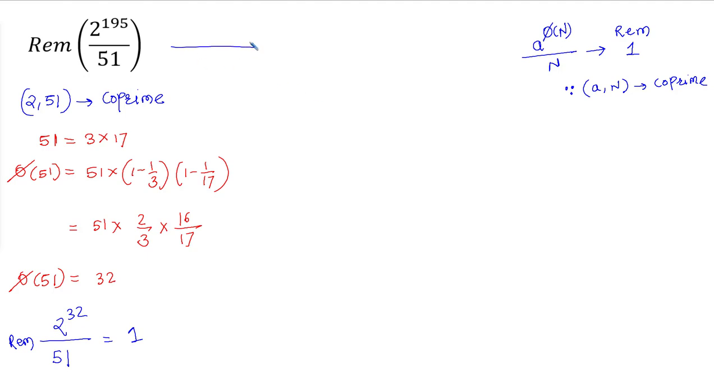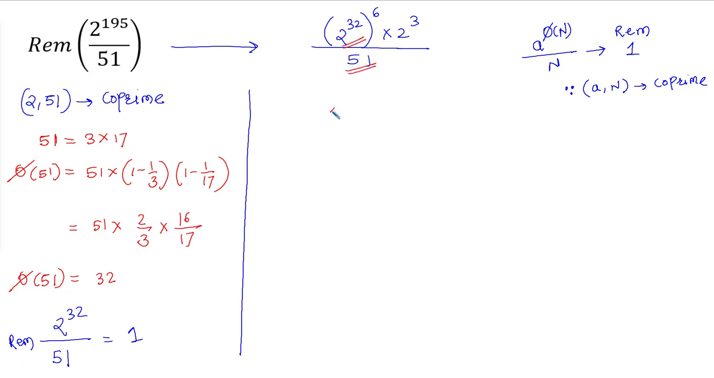So over here we are dividing it by 51, so the power of 2 is supposed to be 32. So 2 to the power 32, bracket to the power what? 32 into which number is close to 195? 32 into 6 is 192, and we are left with 2 to the power 3. So if we divide 2 to the power 32 by 51, the remainder is going to be 1. 1 to the power 6 is 1, into 2 to the power 3 is 8, divided by 51. So the final remainder is going to be 8 only.